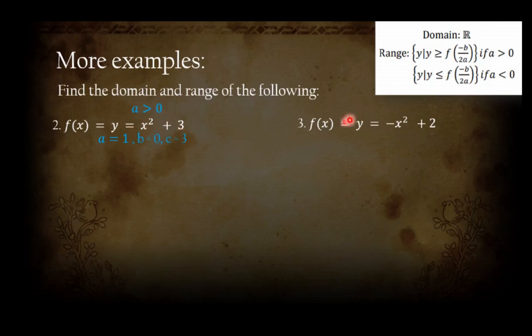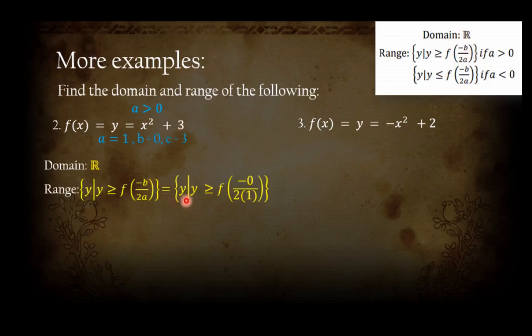If it is true that a is greater than 0, which one will we use for the range, the top or the bottom? If a is greater than 0, that means we will use the one on top. Of course, the domain is by default all real numbers, since we have no restriction here. While the range is this: we will be using the top side of our range.